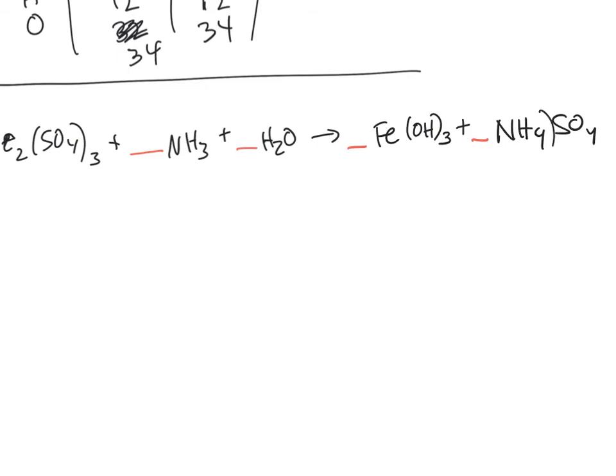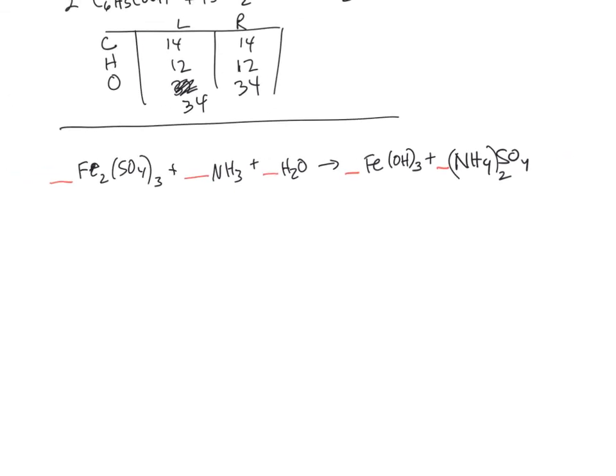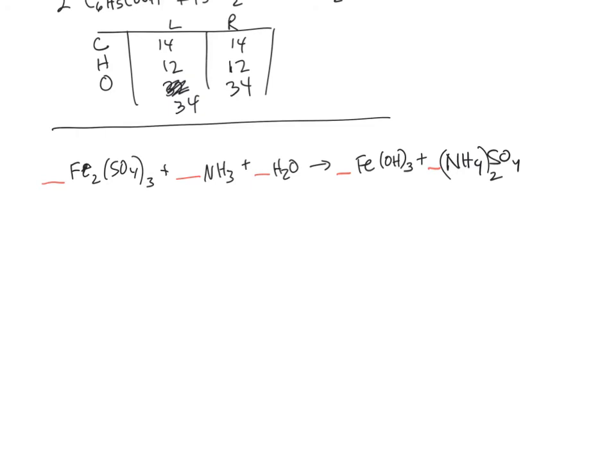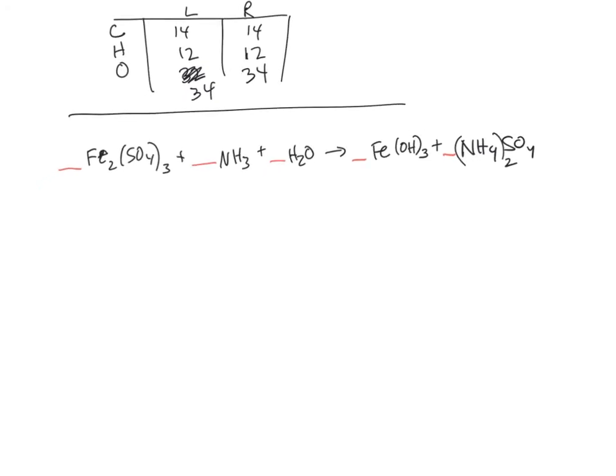Sulfate is -2, ammonium is +1, so you're going to need 2 ammoniums there. All right, so this is the most complicated one. Which one do you want to use to give a coefficient of 1? You could use either the iron sulfate or the ammonium sulfate. It'll probably work out fine either way, but we'll go ahead with a coefficient of 1 on the iron.